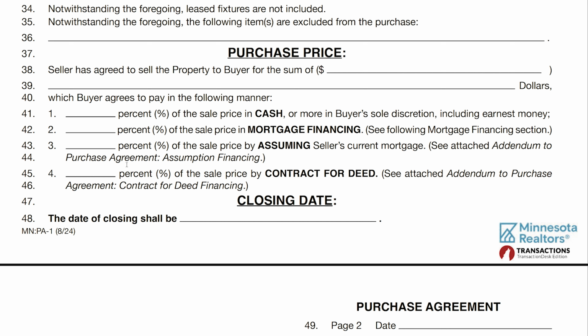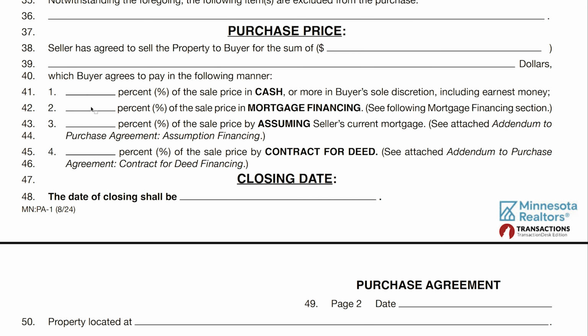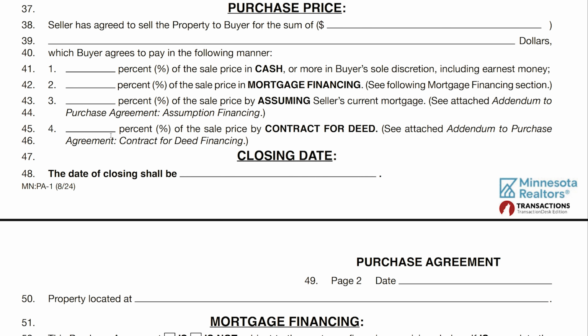Line 3 is the percent of the sale price, assuming seller's current mortgage. I've never used this field in 15 years of practicing real estate, but it's really nice to have there because you never know when you may be able to assume a mortgage. And then line 4, it would be percent of the sale price by contract for deed. Now, if you're going to purchase a property by contract for deed, and you're going to finance a certain amount of that money, line 1 would be whatever you're going to put down, and line 4 would be the amount that you're going to be financing.